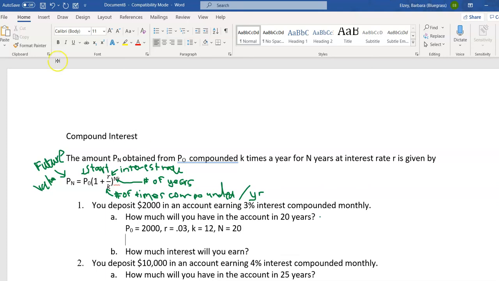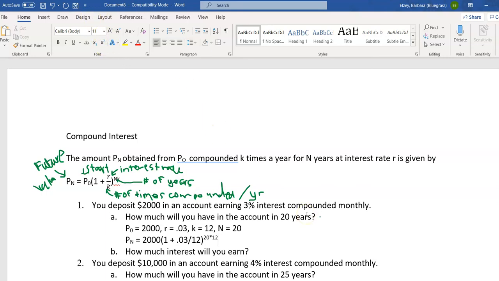So let's plug all that information into this formula. Now we don't know P sub n, that's what we're going to figure out. So that still stays a variable, P sub n, but we know P sub 0 is 2000. 1 plus R is 0.03 divided by 12. And then we're going to raise this to the 12 times 20 power, nk. I'll put it in the order of the formula, n times k.